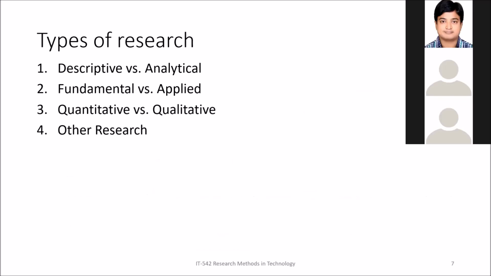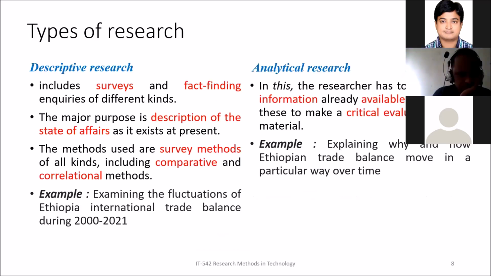Then we have seen the different types of research. One type includes descriptive and analytical. Then fundamental and applied. So what are the differences in these types of research? Like I said, descriptive research basically attempts to describe what the problem actually is. For example, examining the fluctuations of Ethiopian international trade balance in 2021.